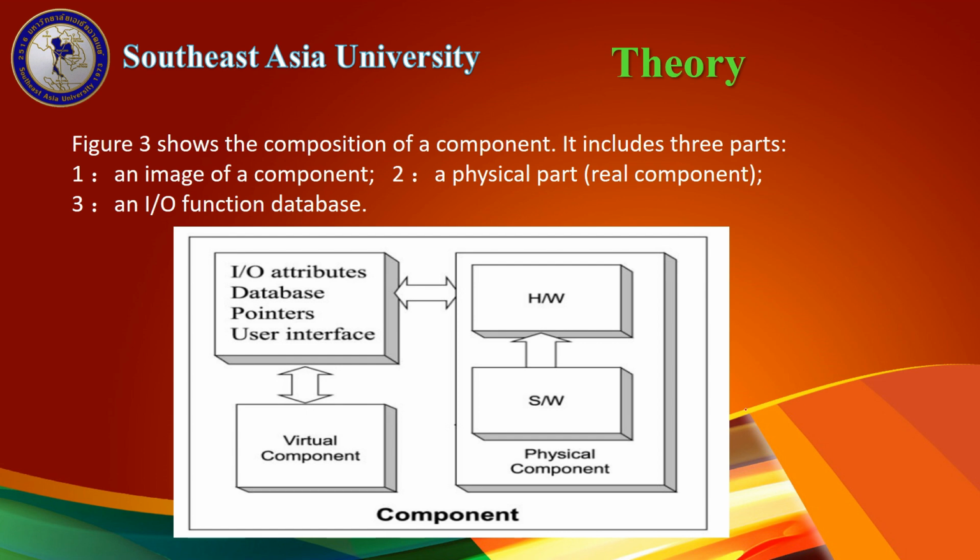And we can see it. Figure 3 shows the composition of a component. It includes 3 parts. 1. An image of a component, we can see it just like this, water component. 2. A physical part, means real component, just like this. And 3. an I/O function database, just like this.